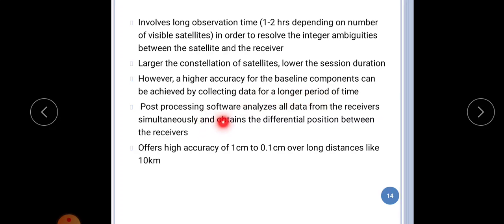Then post-processing software analyzes all the data from the receivers simultaneously and obtains the differential position between the two receivers. That is, post-processing software analysis will be done, and we will get the position from the receivers, and it will offer high accuracy of 1 centimeter to 0.1 centimeter over long distances like 10 kilometers. That is, if the distance between the two receivers is 10 kilometers, we can get high accuracy like 1 centimeter to 0.1 centimeter.